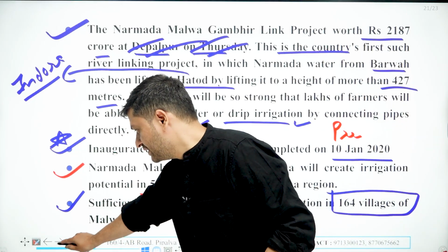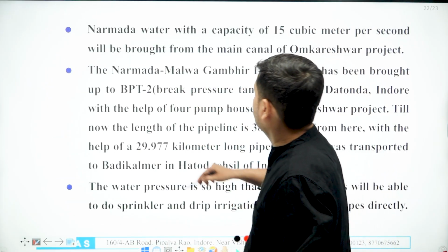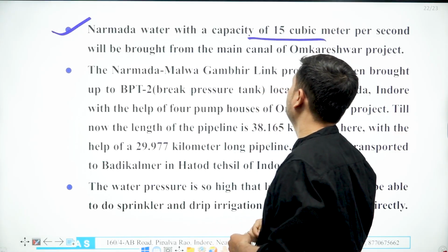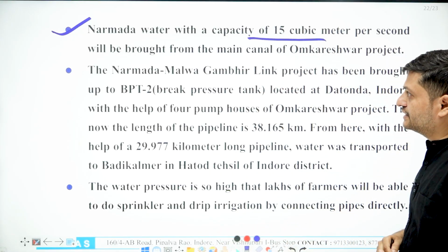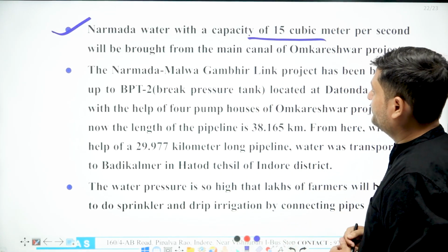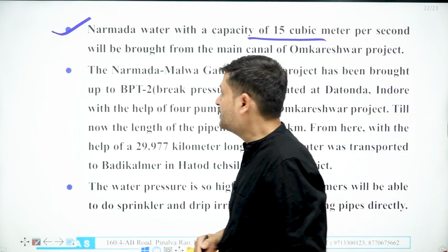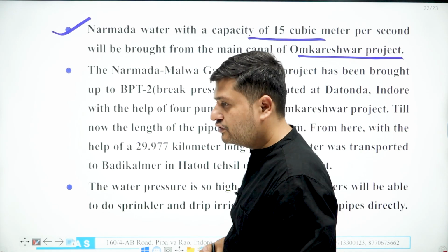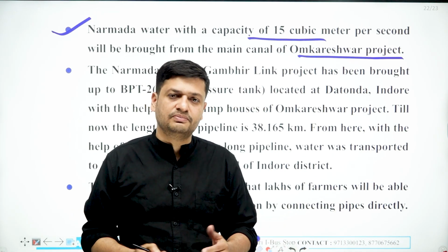Next, what we can see is the capacity of it. The capacity of it is 15 cubic meter per second, and the water has been picked from the Omkareshwar reservoir or Omkareshwar project.